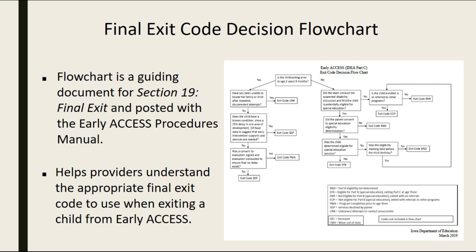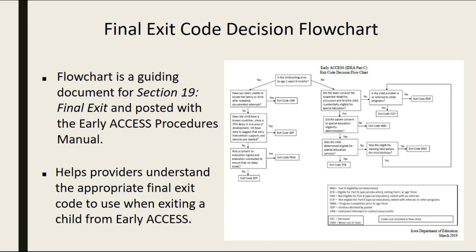A final exit code decision flowchart has been posted as a guiding document to Section 19, Final Exit of the Early Access Procedures Manual. The manual and its guiding documents can be found online at the Iowa Family Support Network website. A link to the location of Section 19 and the flowchart will be provided on a later slide.